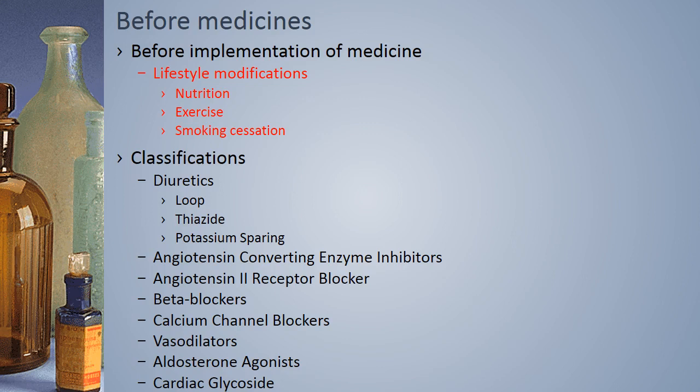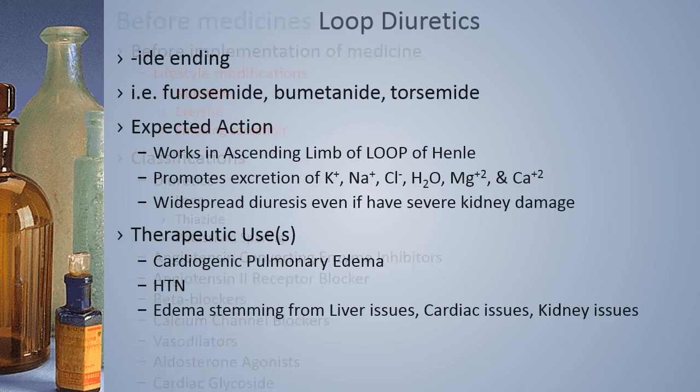So what this PowerPoint is going to cover are the classifications that are listed on this slide. The first classification we're going to talk about are diuretics. Loop diuretics, they commonly end in IDE. Not all loop diuretics do, but many do. So furosemide, bumetanide, and torsemide are a few.